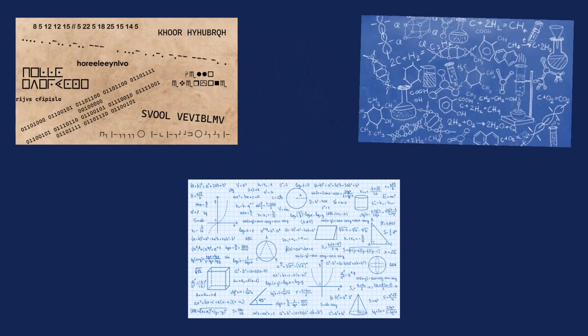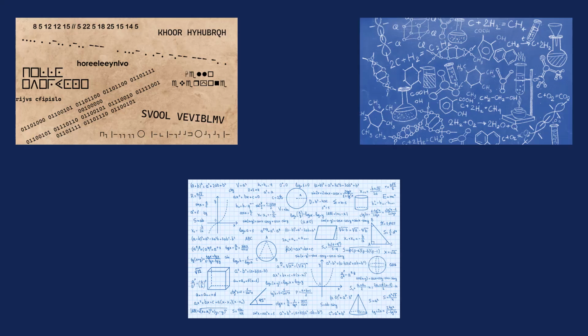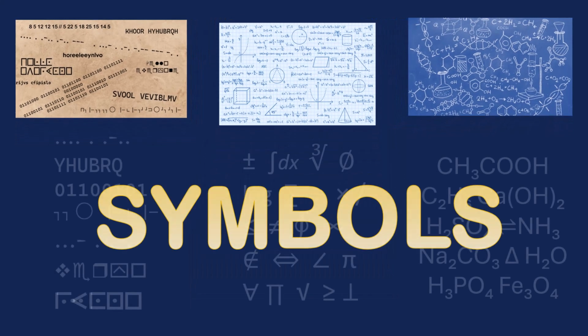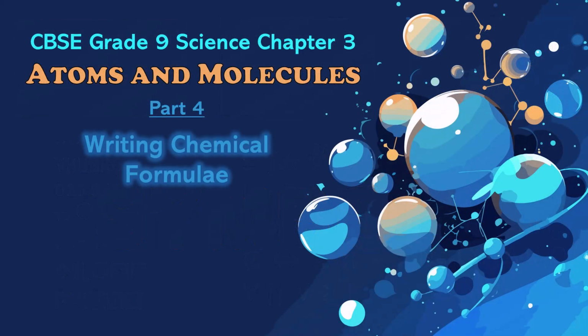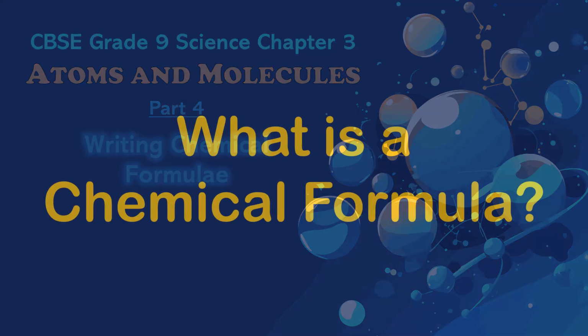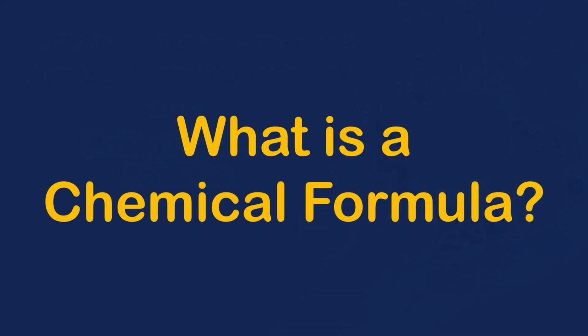Let me ask you something. What do secret codes, maths puzzles, and chemistry all have in common? Well, they all use symbols to unlock their meaning. And today, we are diving into the secret code of chemistry, writing chemical formulae. But first things first, what is a chemical formula?